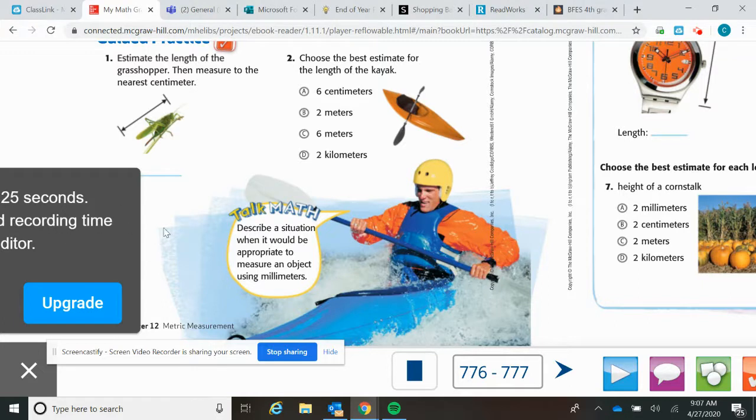I'm running out of time. Choose the best estimate for the length of the kayak. 6 centimeters, 2 meters, 6 meters, or 2 kilometers. Go ahead and decide which one you think, and we'll chat about it when I join the chat. Let me know if you have any questions on these 2 pages, and I'll talk to you in a few.